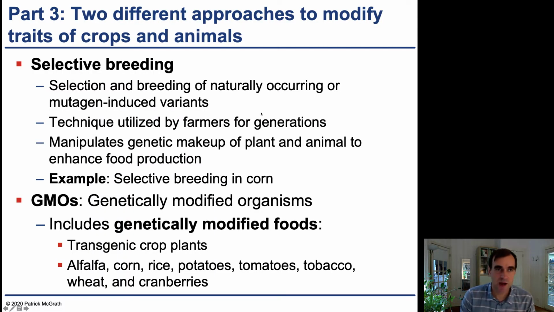Okay, the next part of this chapter is to cover GMOs, and we're going to start just by describing two different approaches to modify traits of crops and animals. One approach is referred to as selective breeding, and this is something that has been done for tens of thousands of years. The idea behind selective breeding is that you don't really know anything about DNA.